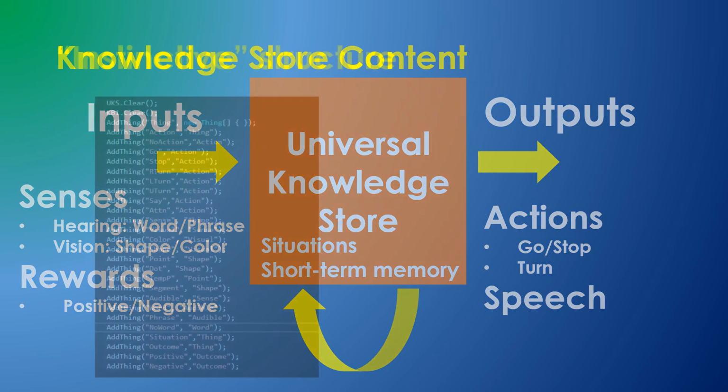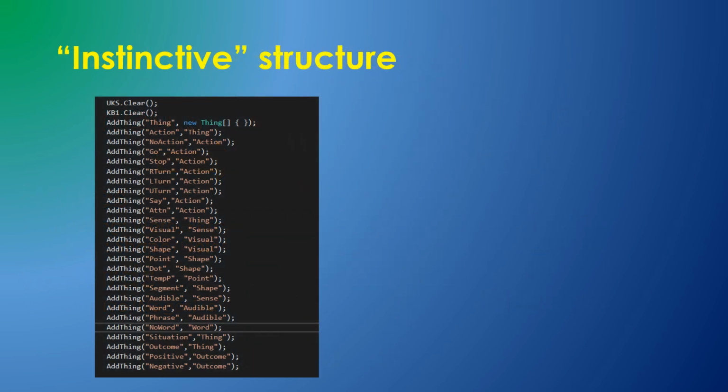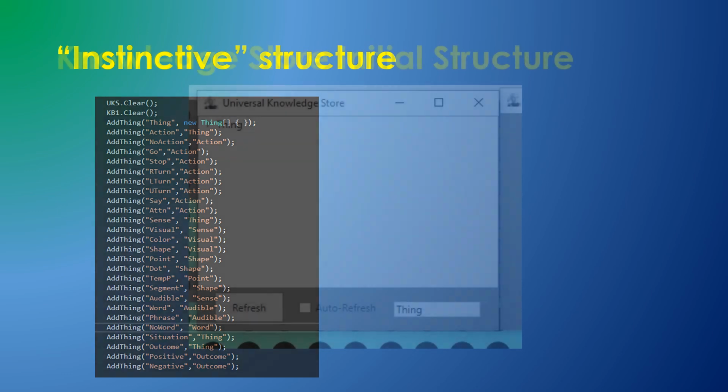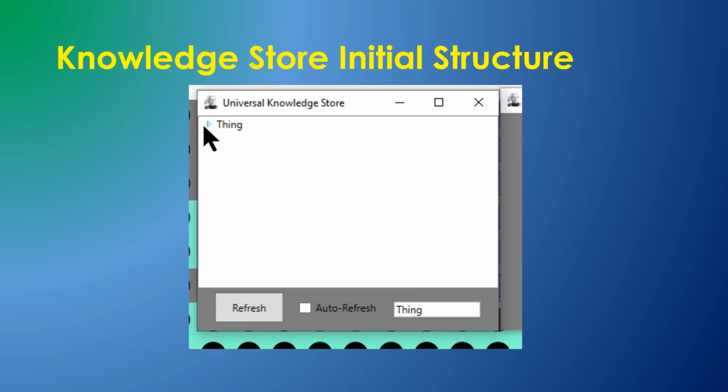To get the knowledge store started, a few things are added at startup with the add thing method, which creates new things with a label and a single parent. We might consider these things to be instincts or an overall internal brain structure. Below the root thing are the primary divisions of information, which I'm calling action, sense, situation, and outcome. We can see these in the knowledge store display after it has been initialized, but before Sallie has been allowed any interaction with her environment.